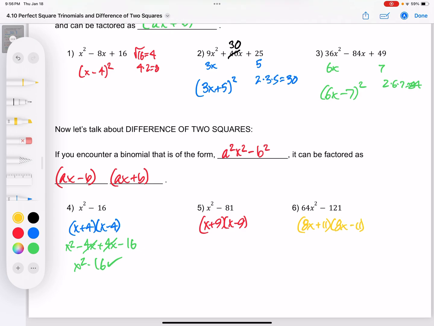All right. We have some of these. You may encounter them where you have something like 9 minus x squared. If that's the case, then it's just going to be 9 minus x and 9 plus x. You may see some of those in your assignment.